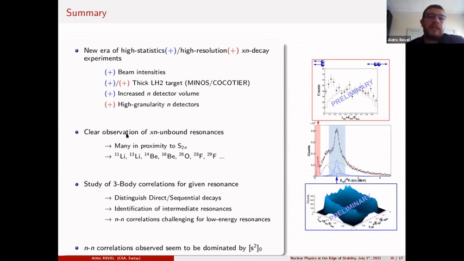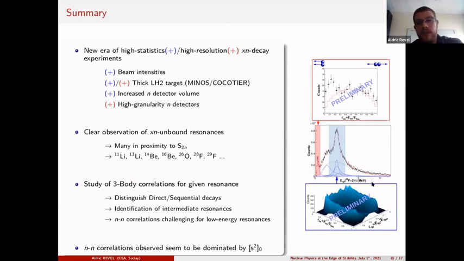This allowed us to observe clearly multi-neutron unbound resonances, like it was the case, for example, in fluorine 28 here on the side, but also for many other cases. And by studying the three-body correlation for a given resonance, because now we can identify resonances clearly, we can gate on one of them and look specifically at the correlation for this precise resonance. We can distinguish direct and sequential decay.